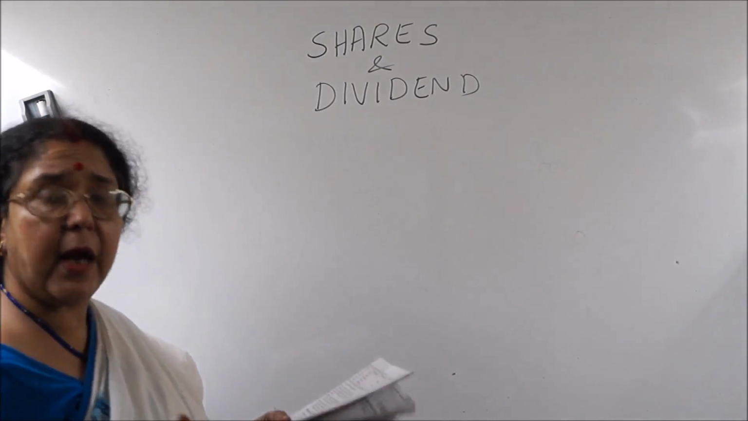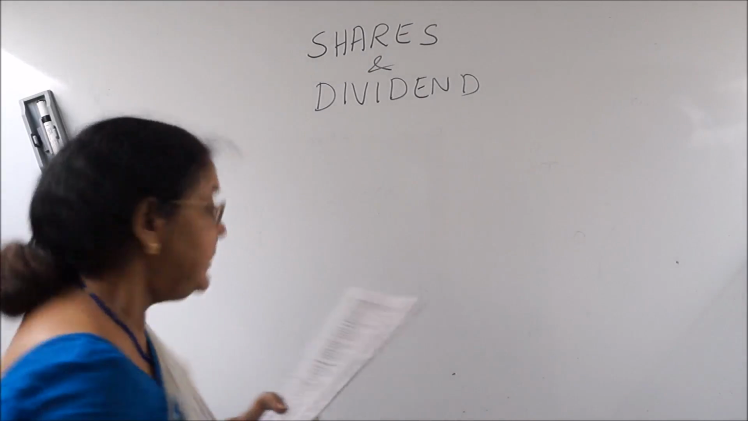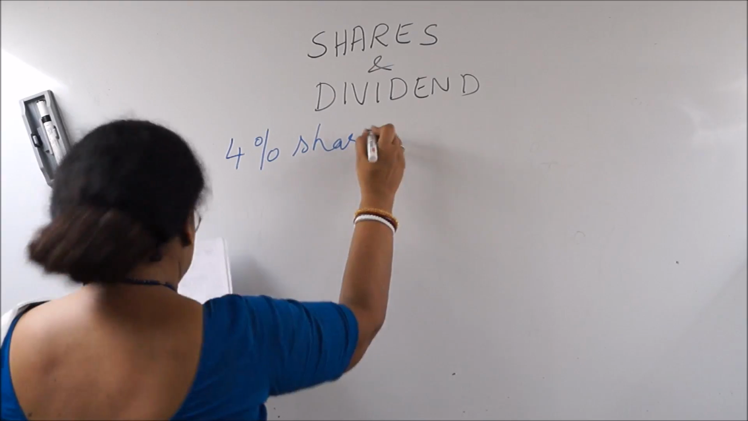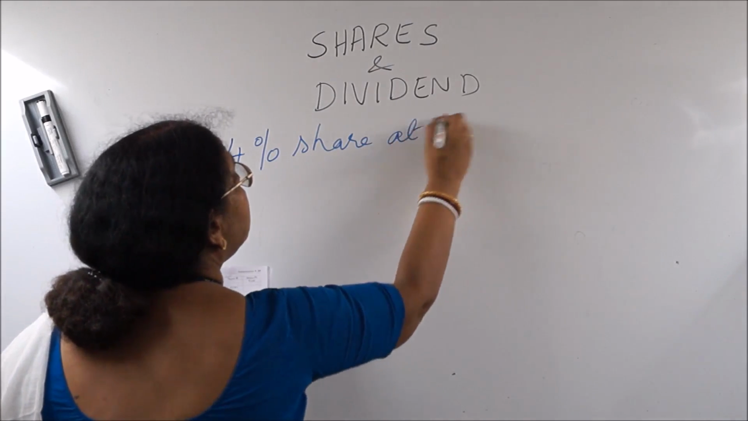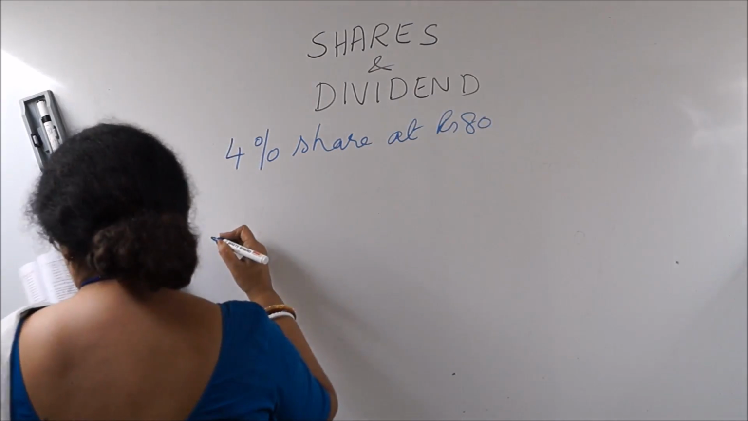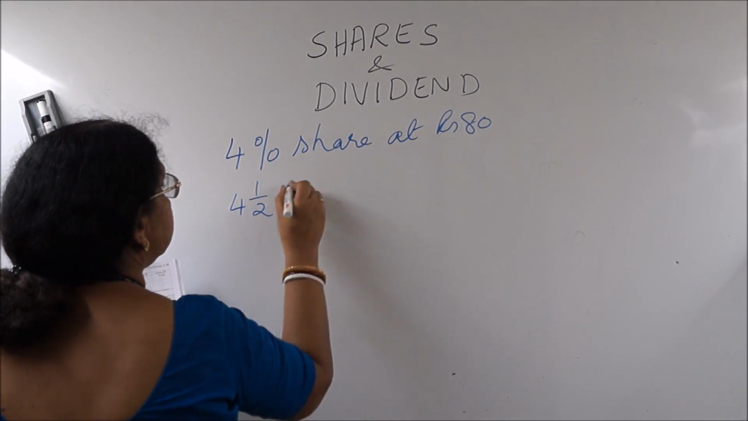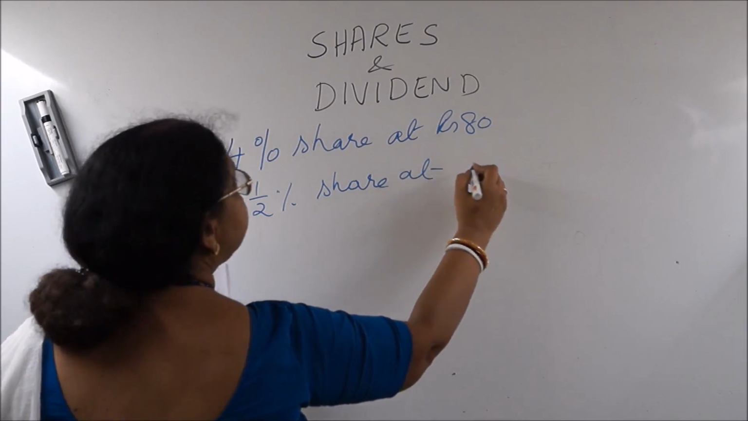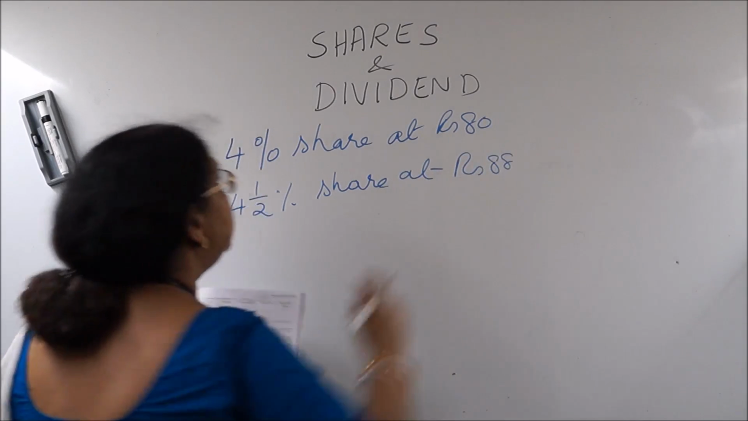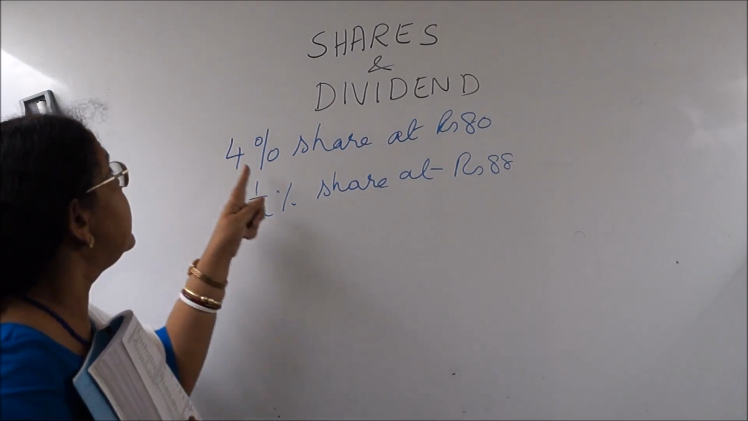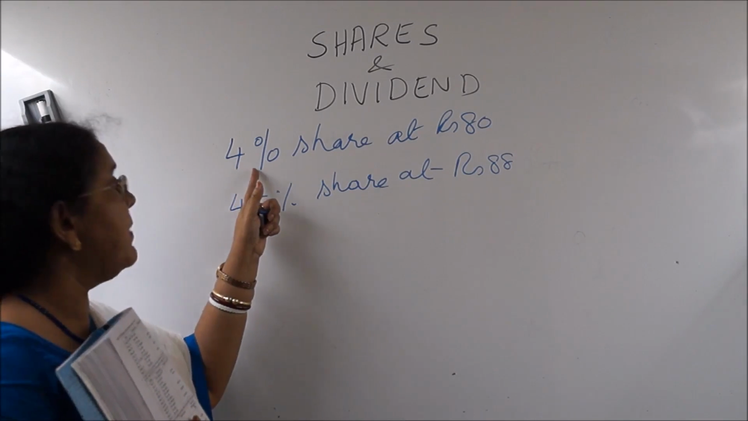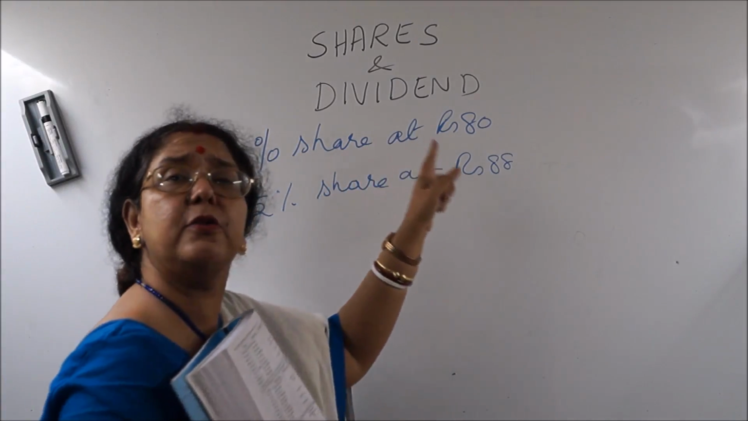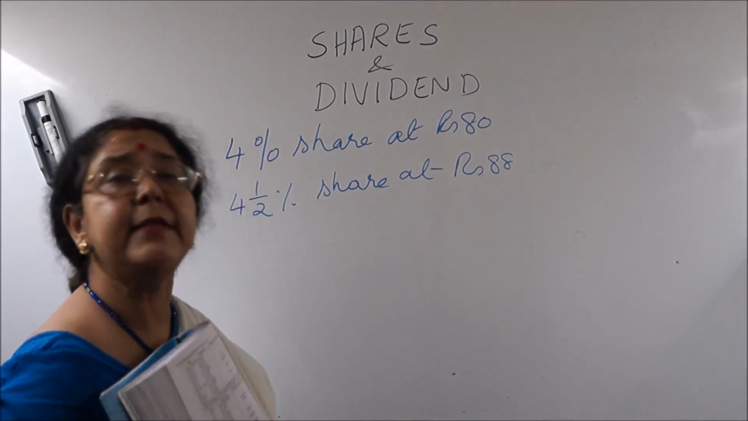In the question it is asked, which share is more profitable? 4% share at rupees 80 or the other one is 4.5% share at rupees 88. Now this means that a company is giving a dividend at the rate of 4% whose shares are being sold at rupees 80.